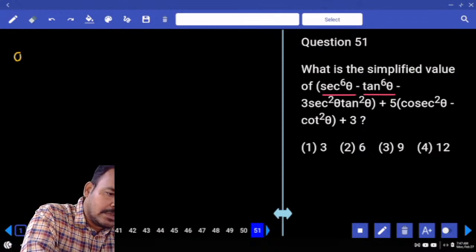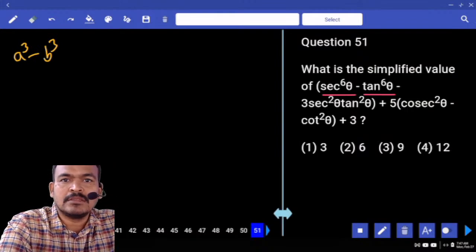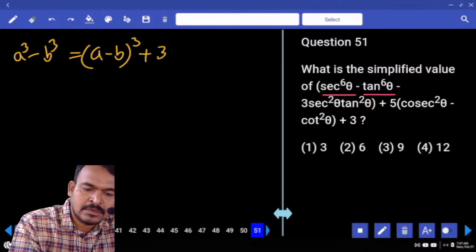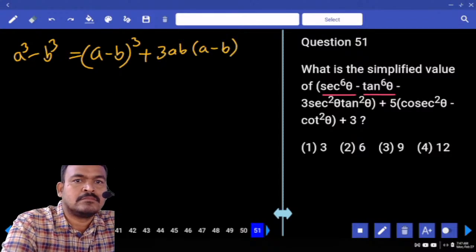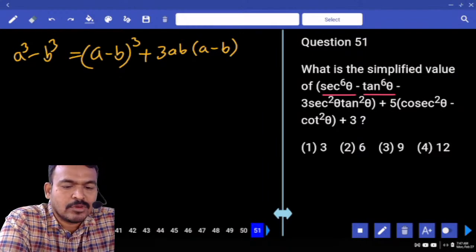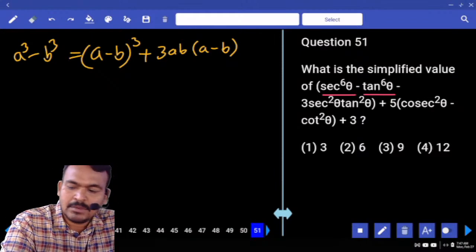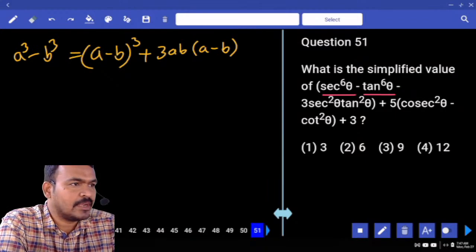And this one we write as a cube minus b cube, or not? a³ − b³ is equal to (a − b)³ plus 3ab(a − b). Minus 3ab or plus 3ab? Plus 3ab(a − b). Actually the left-hand side is negative, so it becomes positive on the right-hand side.